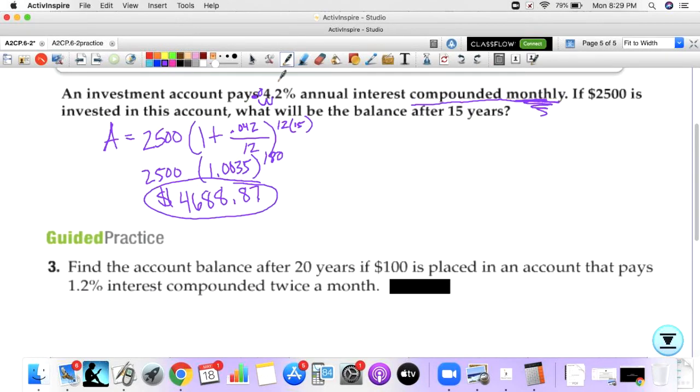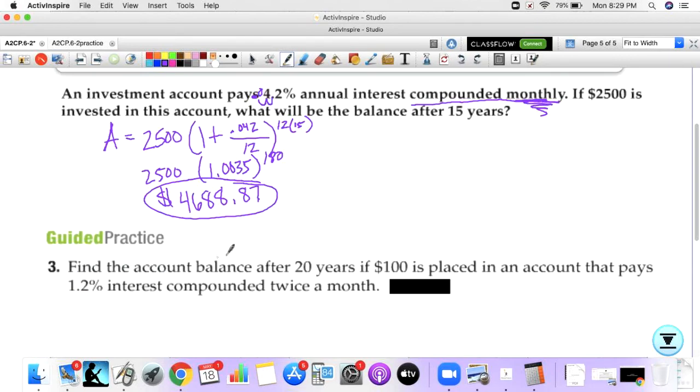Now, things change. When you have a better interest rate, you're going to make more money, okay? When it's compounded more frequently or less frequently, that will also change this value. So we have to be really thoughtful about all of those pieces and parts. So let's check out this next problem, and then I'll let you guys get a start on your homework. I know this video is getting long.